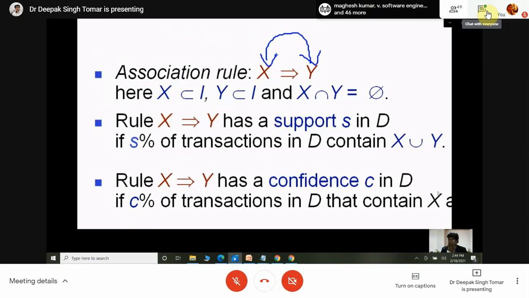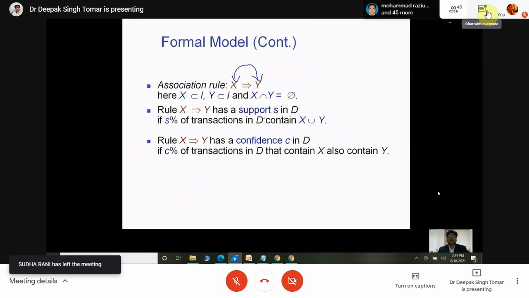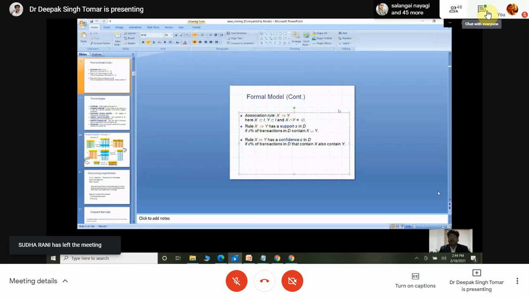X and Y are occurring, and how many times X is occurring with the Y. First, say for example, I will create goods. So you will find out here X and Y.